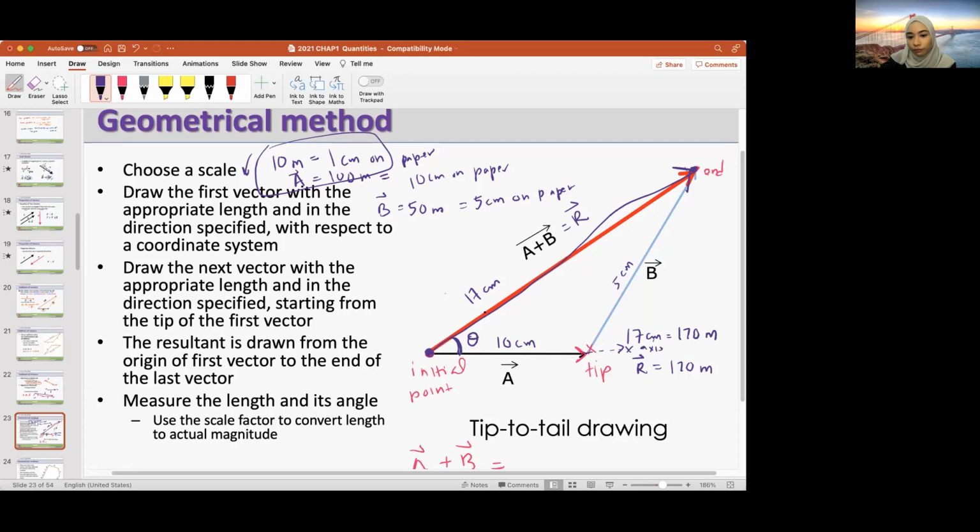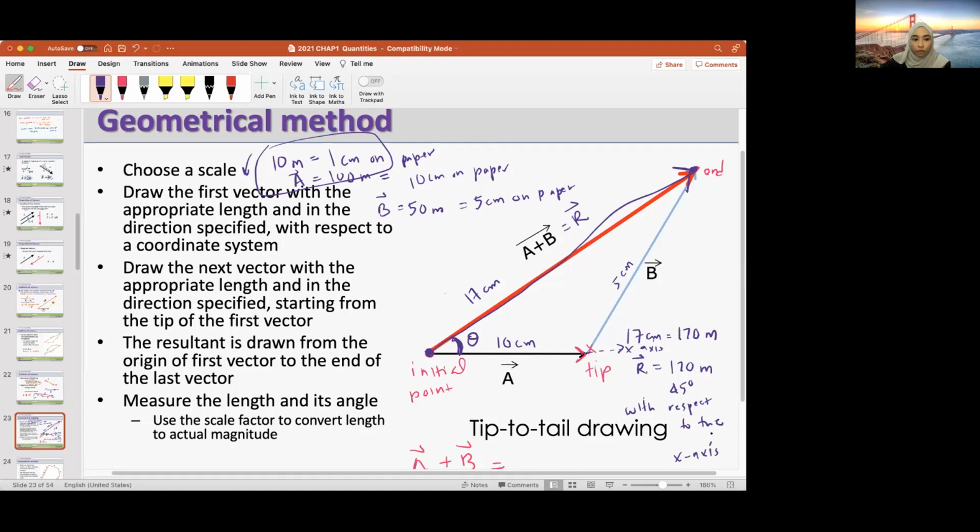So the angle of R with respect to the x-axis, that is the direction. Contohlah, jawapan dia 45 degrees. Okay, so I will answer in the test: the resultant vector is 170 meter and 45 degrees. If you write 45 degrees, it is understood that it is with respect to the x-axis. Or if you want to be safe, with respect to the x-axis.